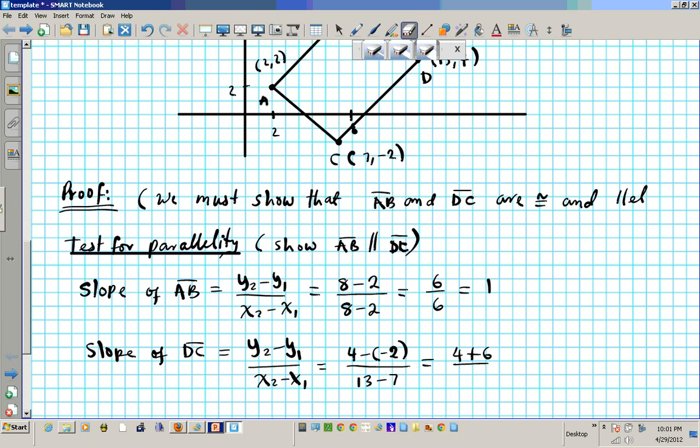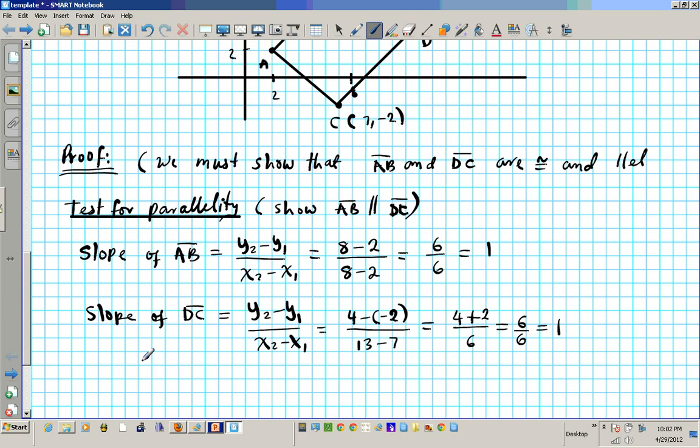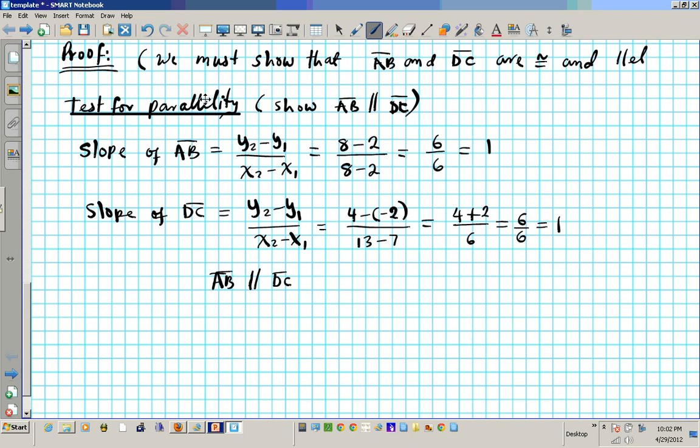4 plus 2 over 6. So that yields 6 over 6, plus 6 over 6, final answer is 1. Alright? So since their slopes are the same, what can we say here? The slopes are the same, we can conclude that segment AB is parallel to DC. Okay? Since they have the same slope. Alright, now we're done showing that the test for parallelity holds.